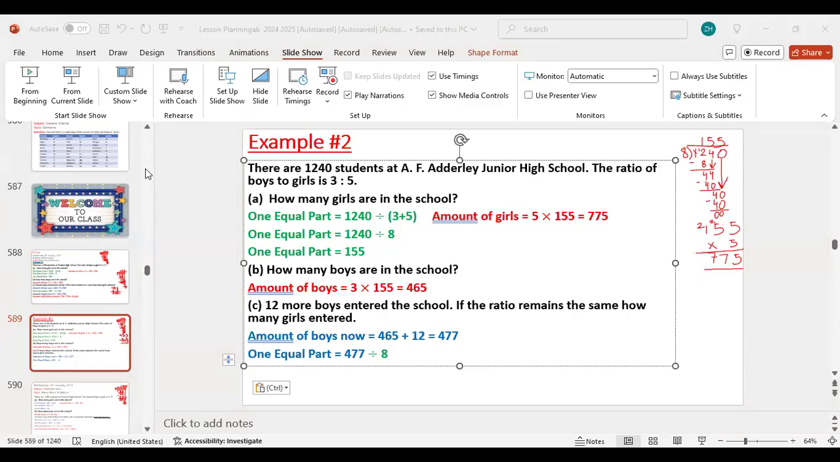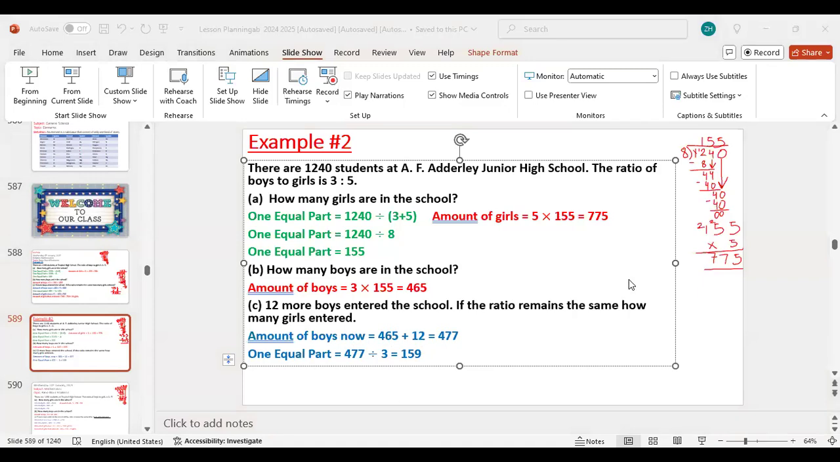You have to divide it by whatever is the boys. That's what you have to use to divide it by, because it's 477 boys. It's not talking about the total. 1,240 is talking about the total, so that's why we divided by 8. But 477 is talking about the boys. So we have to divide it by 3. 477 divided by 3 gives us 159. That's one equal part.